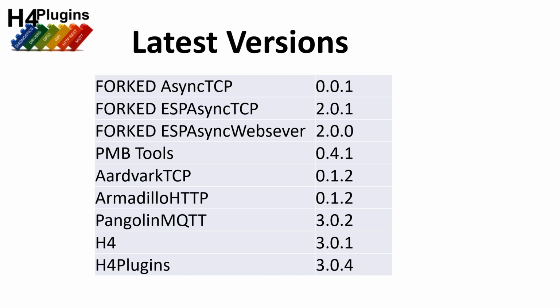And not much more I can say about that. I'm going to leave that up there for a little while, just so that you can take a look. The ones that I know have changed recently, probably since anybody downloaded it, are the PMB tools, Aardvark, Armadillo, Pangolin, and H4 plugins itself. To be honest, they've been mostly minor changes to do with various very rare cases and kind of tidiness of code. So if you haven't got these versions, you should still have a working set, but always best to be up to date.